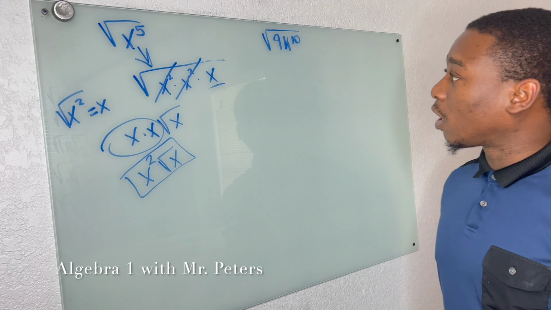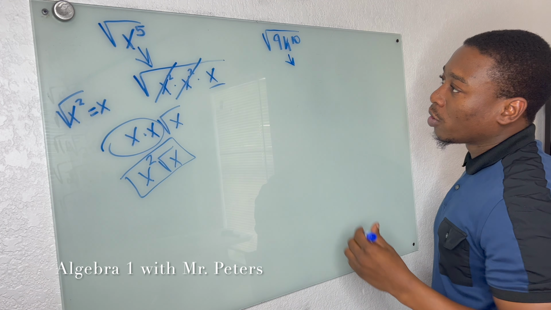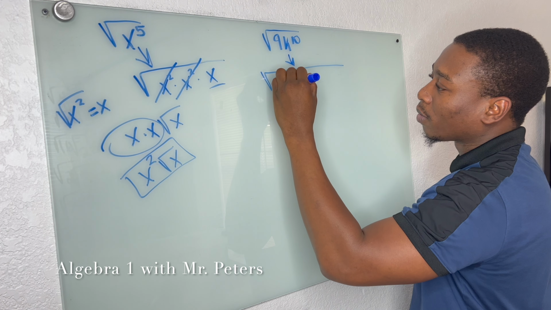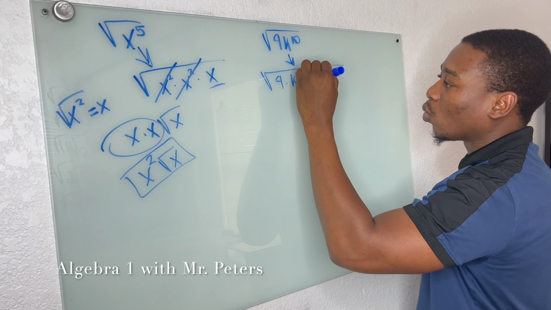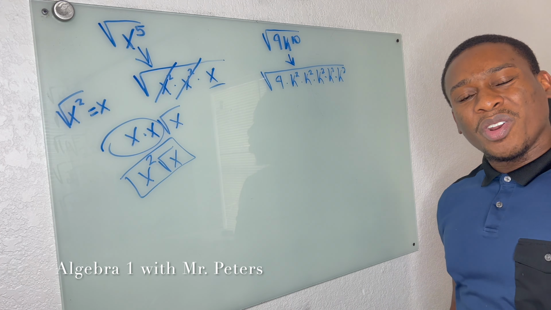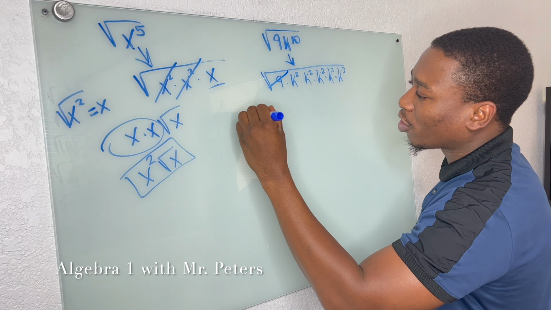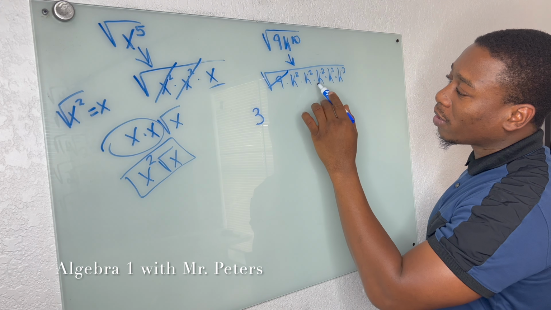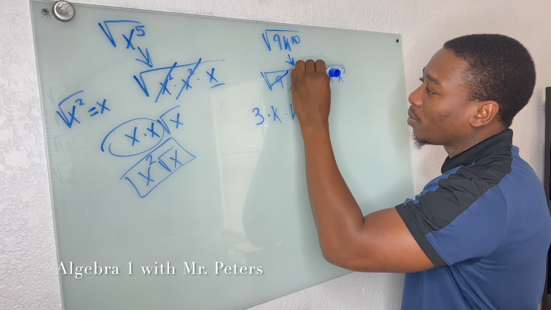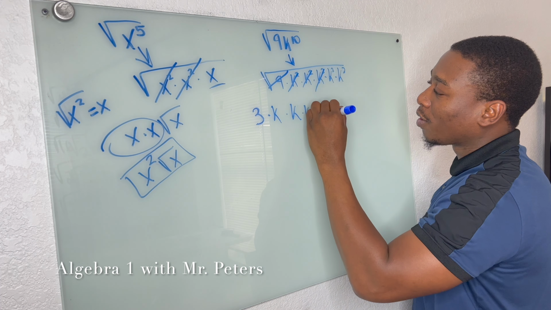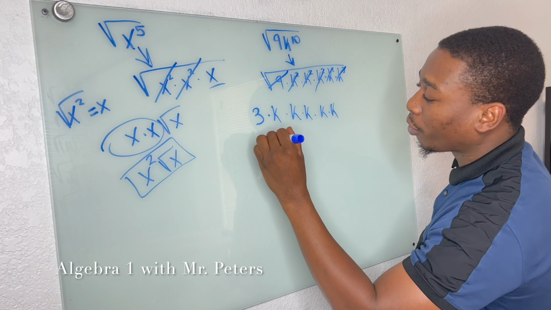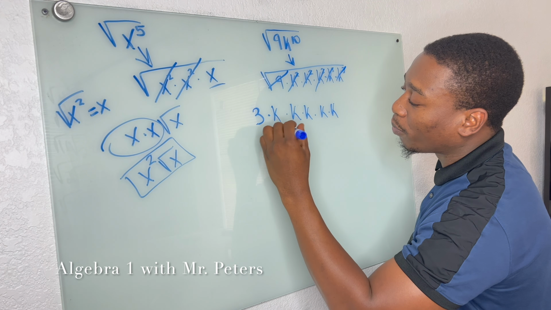And we're going to apply that same concept to the second problem. So we have 9 times k squared times k squared times k squared, right? And we know 9 is a perfect square, so we take it out and this turns into 3. And we're going to repeat the same exact thing for k. So we're going to say times k times k times k times k and times k again. And we could simplify this to 3k to the 5th power.